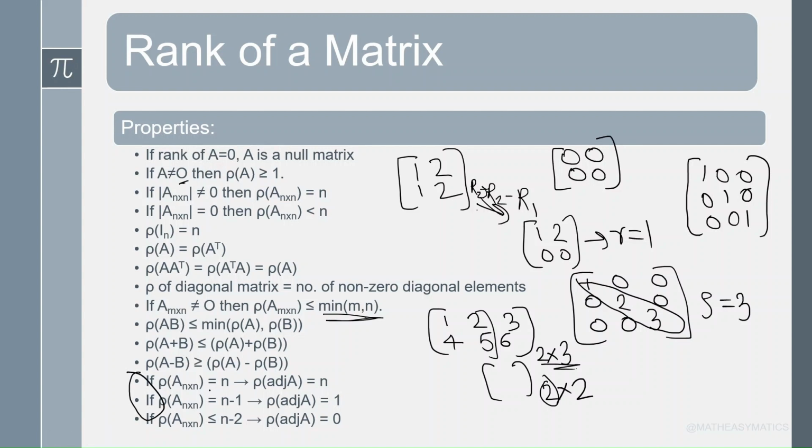If rank of A, n cross n, equals n, then rank of adjoint A equals n. And if rank of A, n cross n, is equal to n minus 1, then rank of adjoint A is equal to 1. And if rank of A, n cross n, is less than or equal to n minus 2, then rank of adjoint of A equals 0. It's better to remember this for MCQ exams.